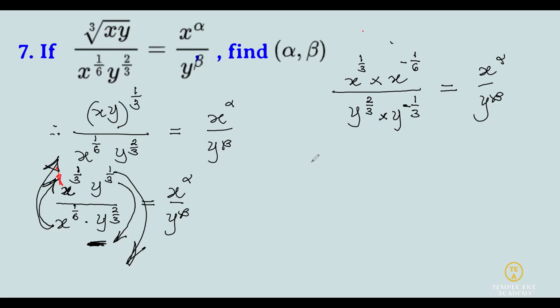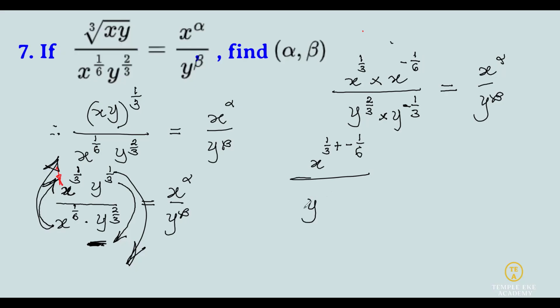Now let's go straight off for it. Therefore, we have the combination law being applied. X to the power 1/3 plus, because they are multiplying, and we're adding a power which is negative, -1/6, divided by the same thing with y.